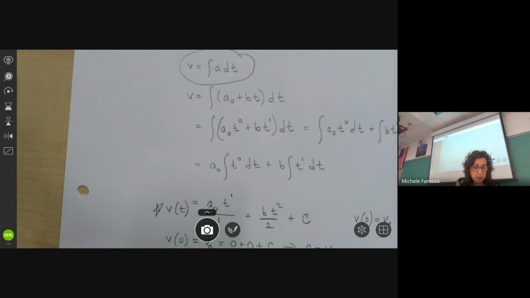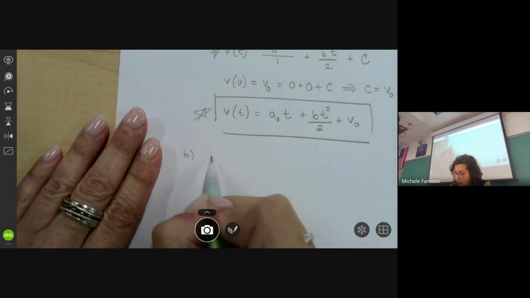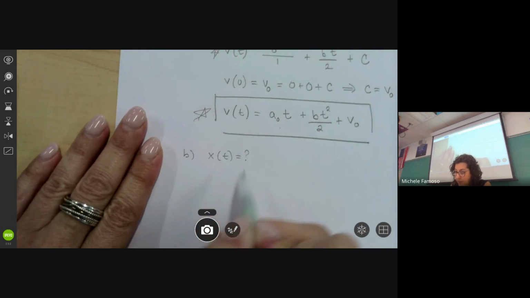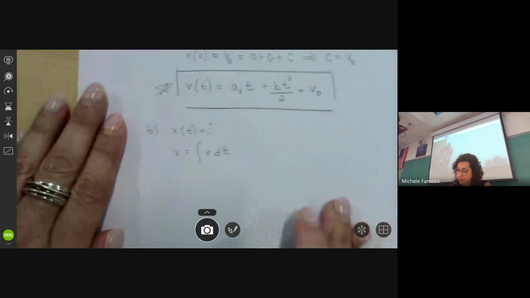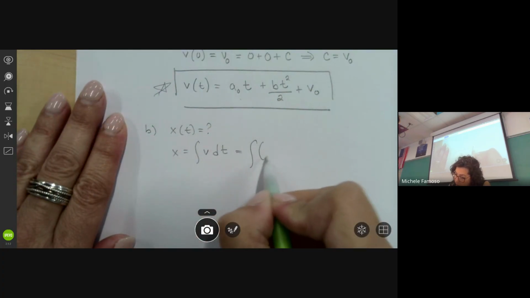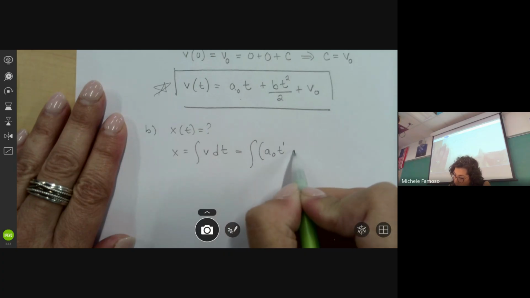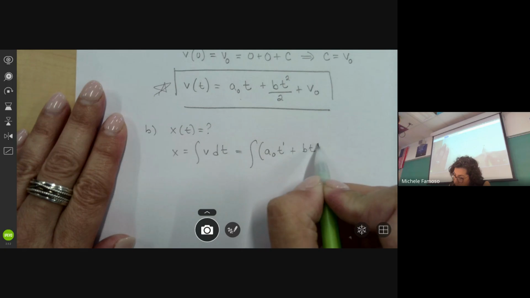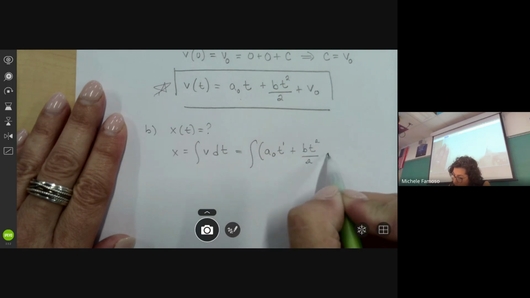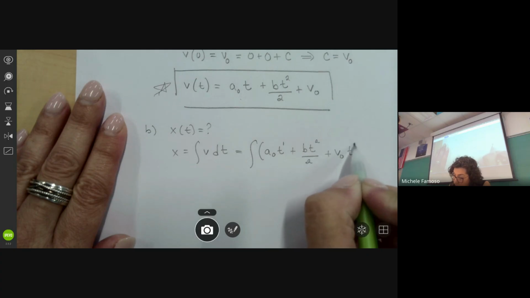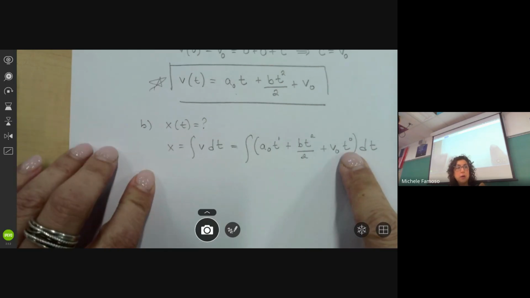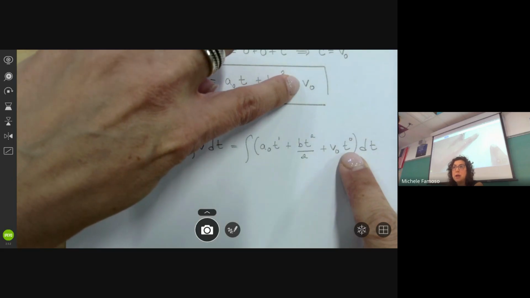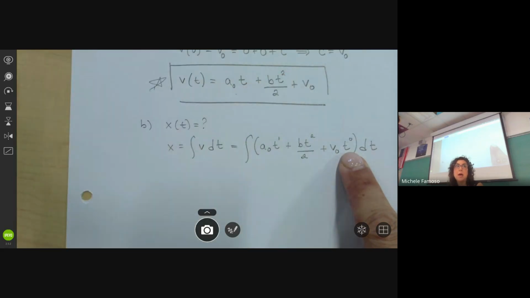In 124 part B, it says now find the position as a function of time. So to get the position as a function of time, we are going to integrate the velocity with respect to time. So that means I'm going to do the integral of a0 t to the 1 plus b times t squared over 2 plus v0 times t to the 0 with respect to t. Remember, I'm adding that t to the 0 with this constant here because there actually is a time variable there. It's just to the 0 power.